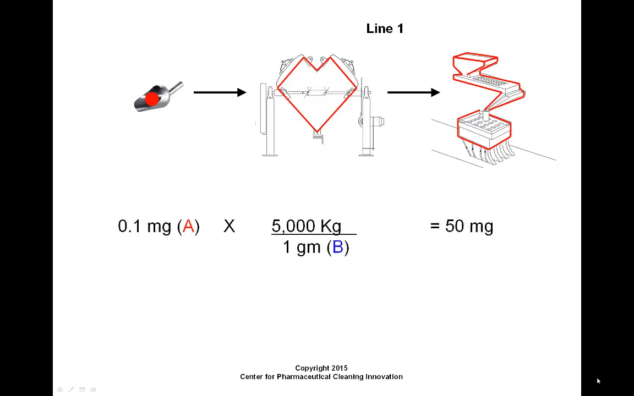So let's plug in 0.1 milligrams of A and multiply that by a 5,000 kg batch, and let's say a 1 gram maximum daily dose, so that'd be 100 milligram tablets and maybe 10 of them during a day maximum, and that would give us 50 milligrams as our maximum safe carryover into the next batch.